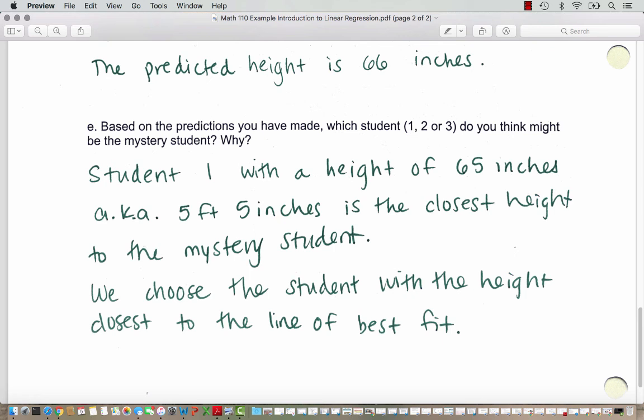Based on the predictions you have made, which student, 1, 2, or 3, do you think might be the mystery student? Why? Student 1 with a height of 65 inches, also known as 5 feet 5 inches, is the closest height to the mystery student. So we choose a student with the height closest to the line of best fit for our predicted guess of which student we think is a mystery student.